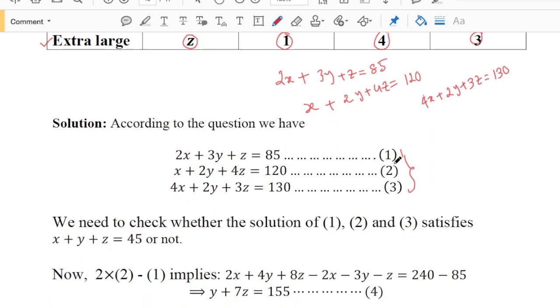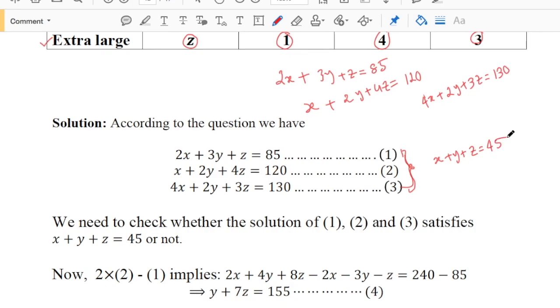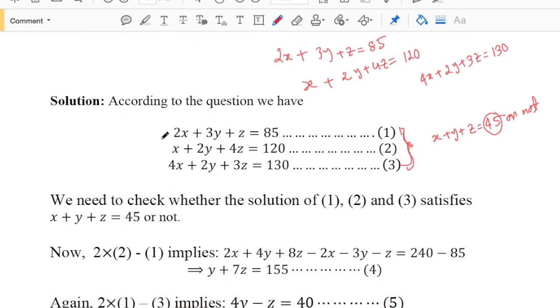The solution we obtain from this system needs to satisfy this equation, x plus y plus z equal to 45. If the addition of the solution of this system gives us 45, it means the mixture is possible. If not, then the mixture is not possible. So let us calculate the solution of this system. The procedure I have explained in my previous lecture.